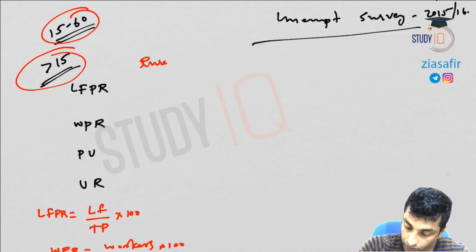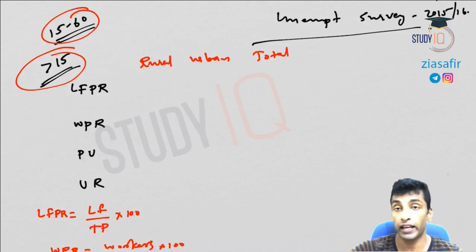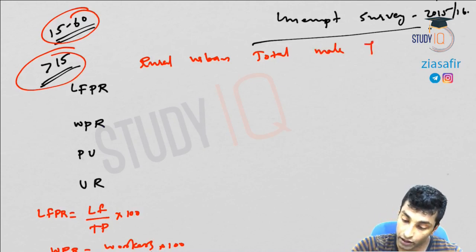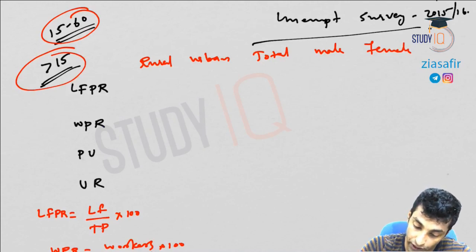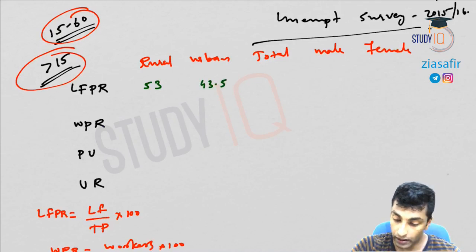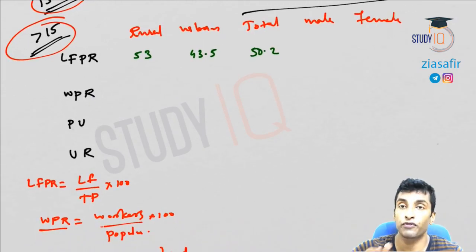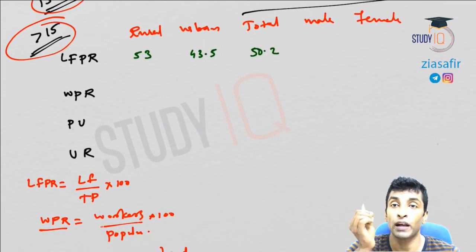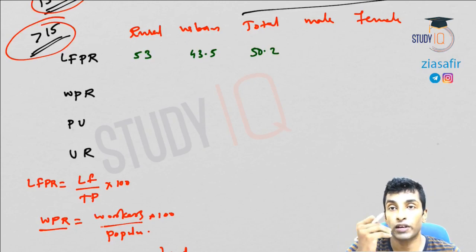So rural, urban, total. Then again we'll see male, female. Okay. So LFPR rural 53, urban 43.5, total 50.2. So labor force is 50.2 percent. What does that mean? Out of the total population, 50% is part of labor force and 50% is excluded from labor force. That means when we calculate unemployment, we'll calculate upon those 50% only.